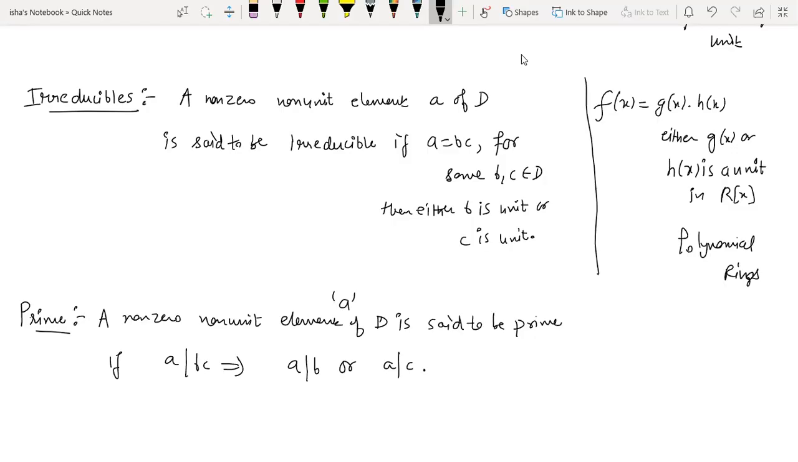An element is said to be prime if whenever it is dividing a product B into C, then it has to be a divisor of at least one of them: A divides B or A divides C. It's not difficult to remember this definition, because this is how prime numbers behave in integers, right? We know that if 3 divides x into y, then either 3 divides x or 3 divides y, because 3, being a prime, cannot be created by the product of two other primes.